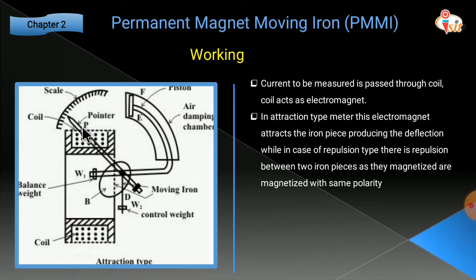That's why, for the deflection of this pointer, the scale is non-uniform. And this is the attraction type instrument. Okay, I hope you students have cleared this point. Now I am going towards the working video of the moving iron instrument.